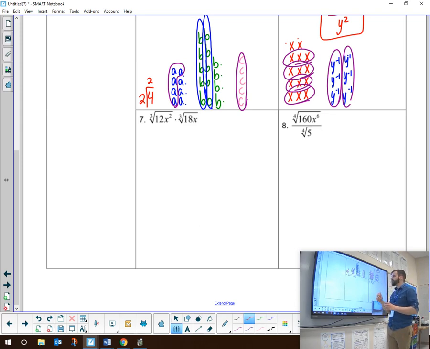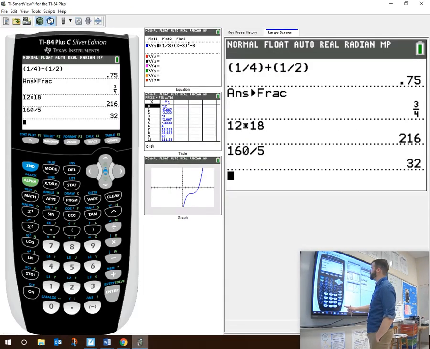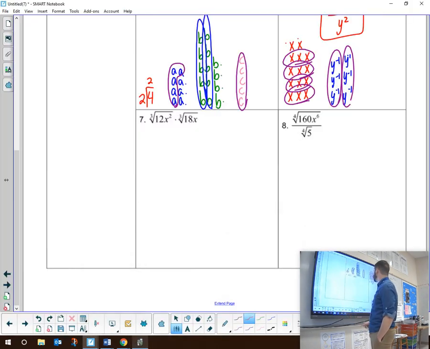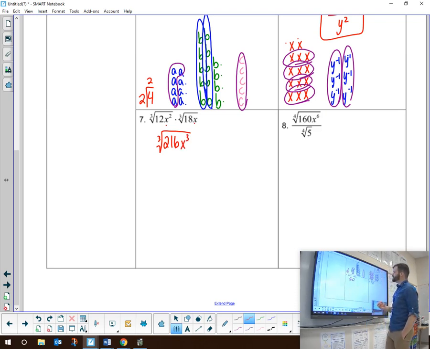We're going to start off by multiplying these two together, then we're going to simplify. So I'm going to start off by going 12 times 18. I'm going to pull out my calculator, and 12 times 18 is 216. So we're going to have the cubed root of 216 times x squared times x, which is x cubed. All right? So we have 216x cubed.